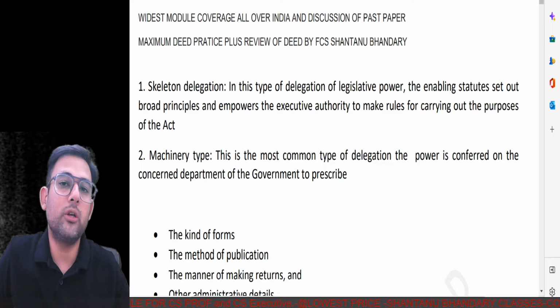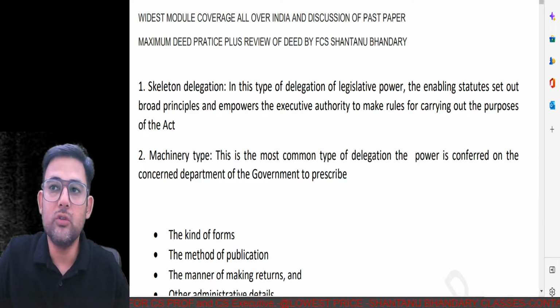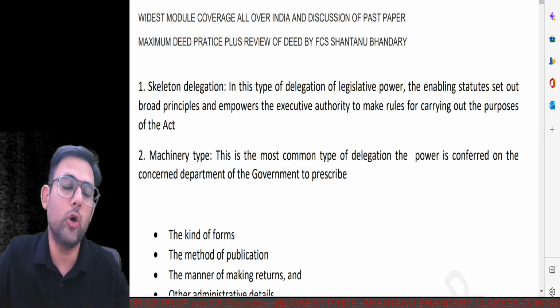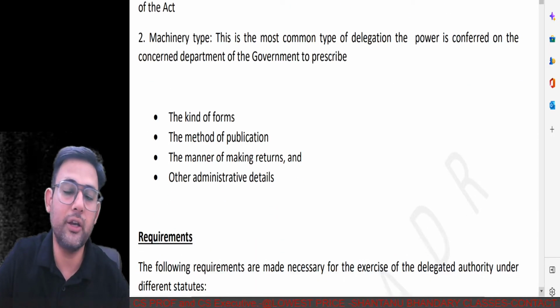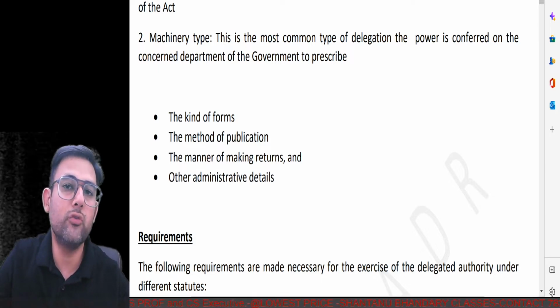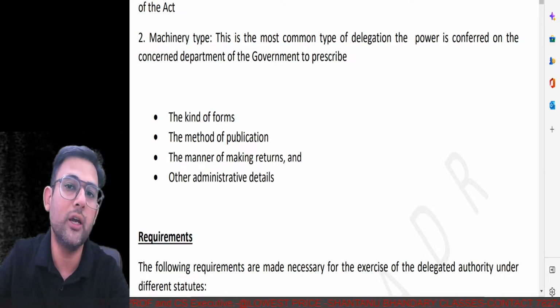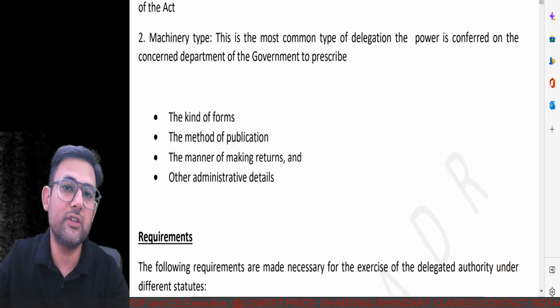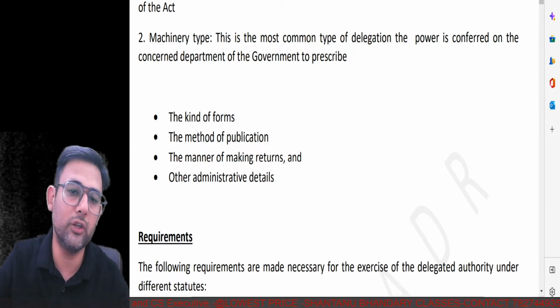When we talk about machinery delegation, all the basic things which a law should have, and which need to be considered before framing a law, the executive has the right to make the rules in that particular area and get them implemented, because there are a few things which the legislature will not encounter or consider while making the law. They may forget, or they know that the executive is still there, and the executive can make sure that if there is any lacuna or shortcoming in the law, they can fulfill the same.